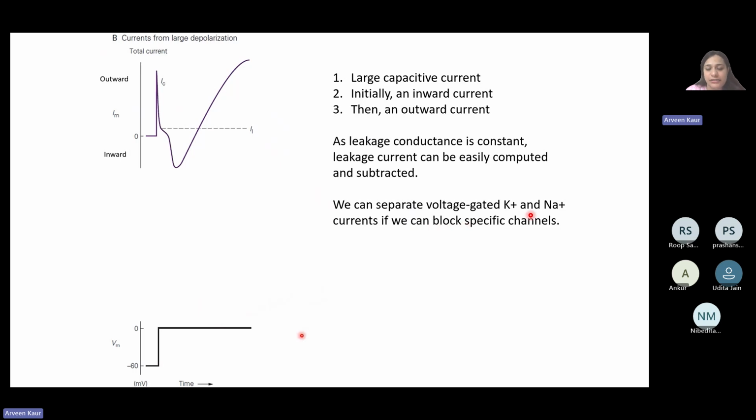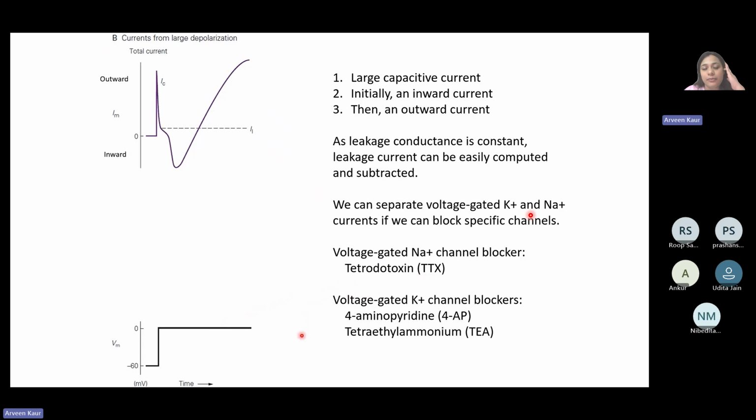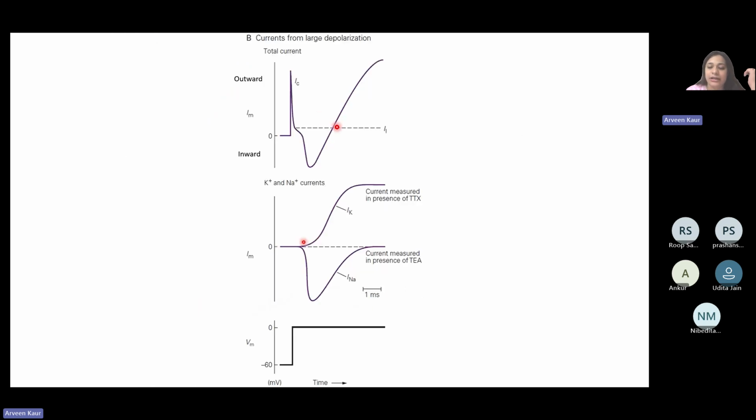And this is what will be obtained by using these chemicals. So the voltage gated sodium channel can be blocked by using tetrodotoxin. Similarly, the voltage gated potassium channel can be blocked by using 4-aminopyridine or tetraethyl ammonium, right? So one of these can block the potassium channels also, right? So what will happen?